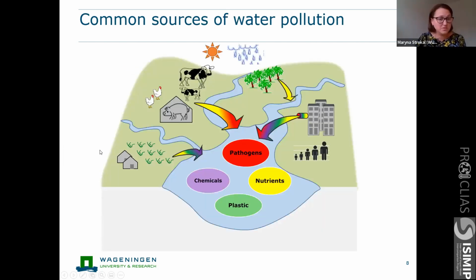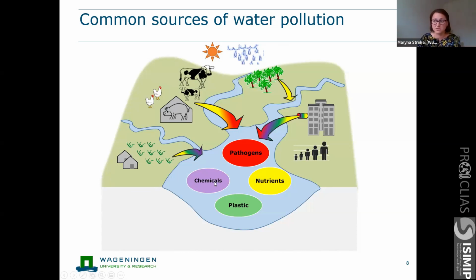So on this cartoon, I show you a summarized picture of the common sources of water pollution. So you see the river, that's blue, and then the land and climate is there, livestock production, crop production, cities, population growth, nature is there, and they discharge different pollutants to the water system. For instance, livestock is the source of pathogens, but also nutrients in water.